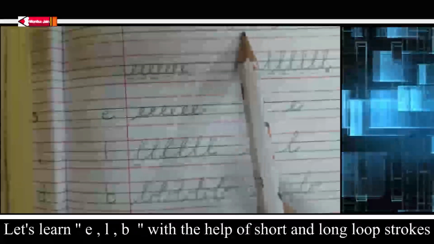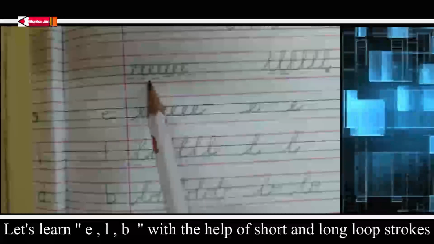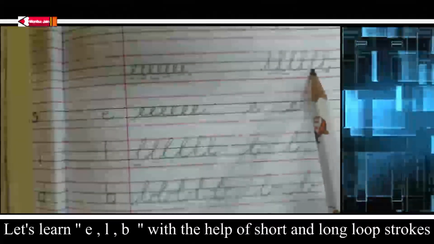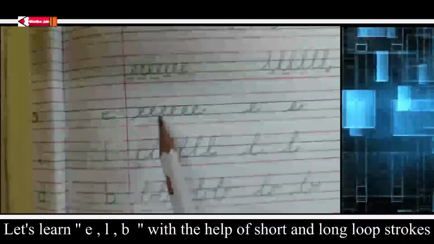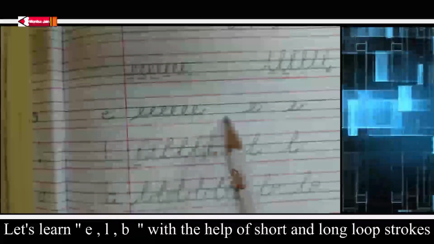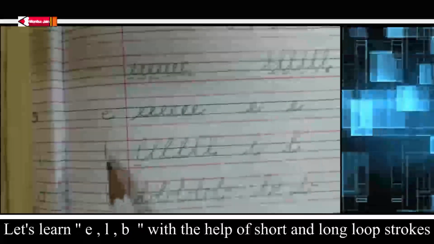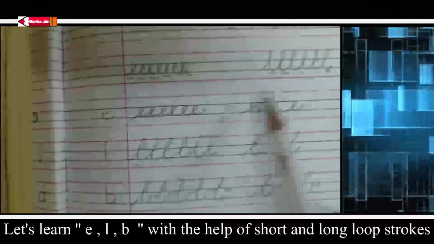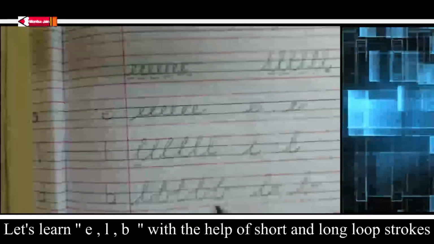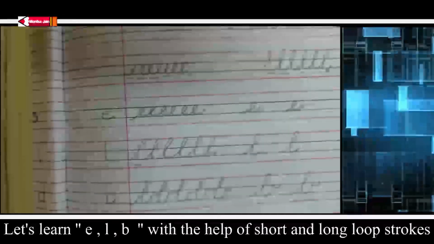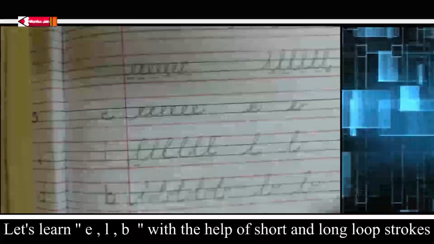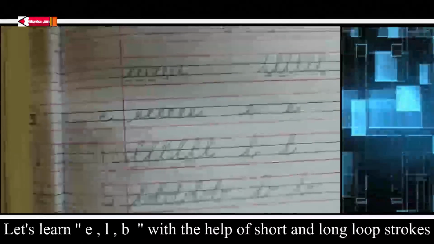For letters E, L and B, we need to learn these loops, small loops and big loops. For letter E, we have to go ahead with the small loops. For letters L and B, we have to follow these long loops. Now pin up your worksheet and start practicing these loops.